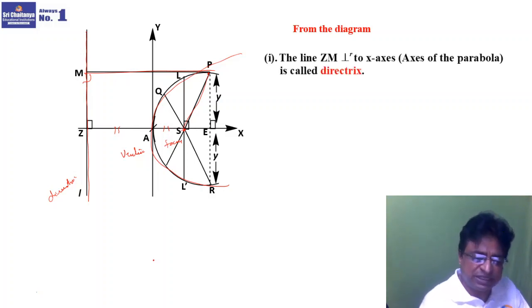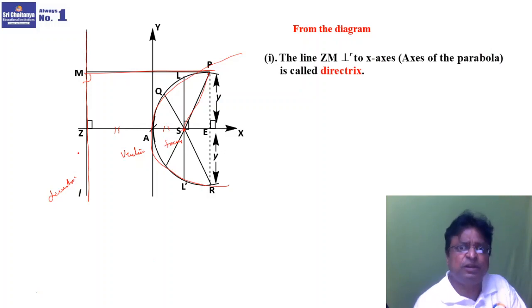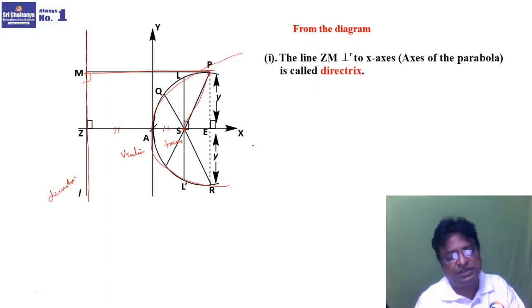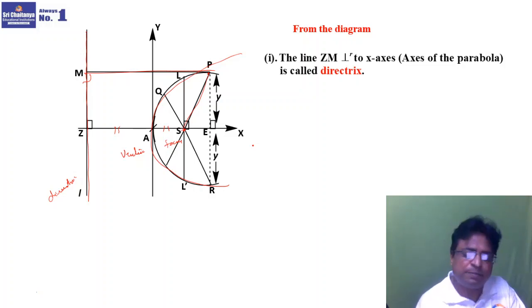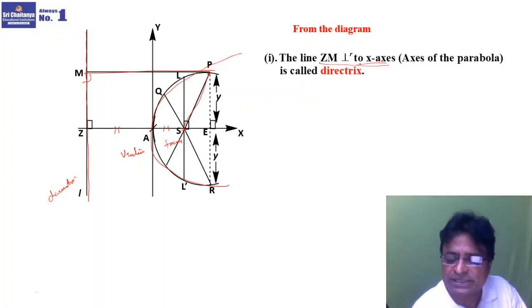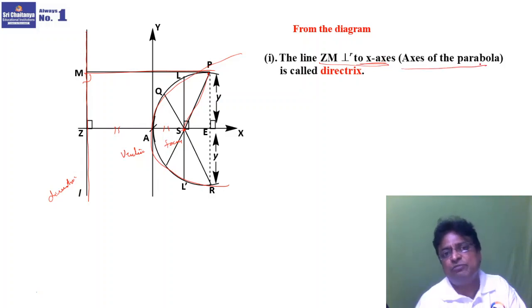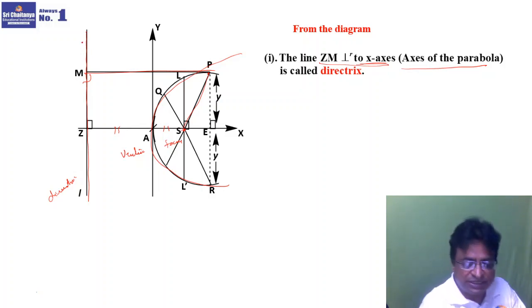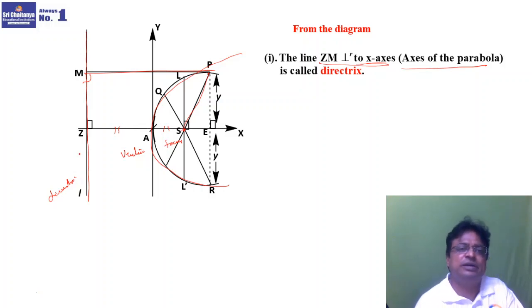See here, this ZM is perpendicular to the axis, and this is called the directrix. So the original definition of directrix is this one. This is applicable not only for the parabola, but for every conic section. This is the fixed definition. So the line ZM, which is perpendicular to x-axis, what is x-axis? Axis of the parabola. So the line which is perpendicular to the axis of the conic is called the directrix. That is the general definition. So here, ZM is called the directrix.